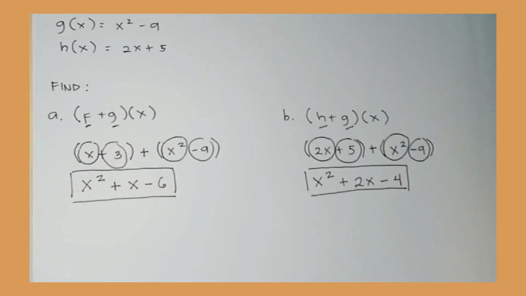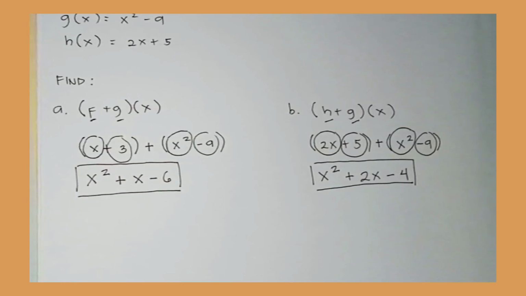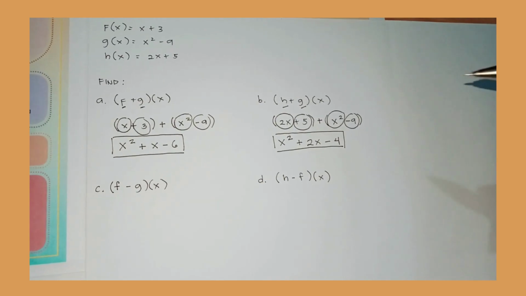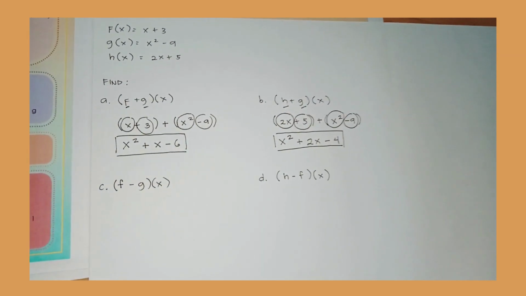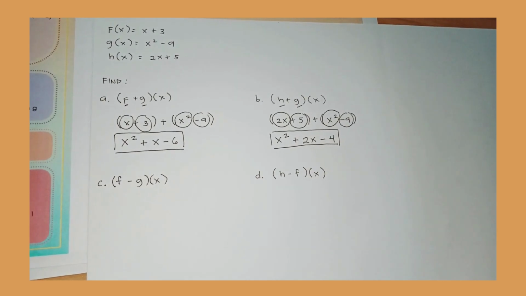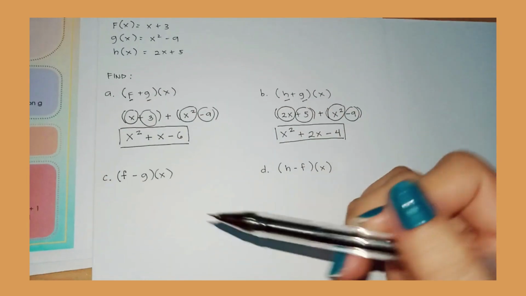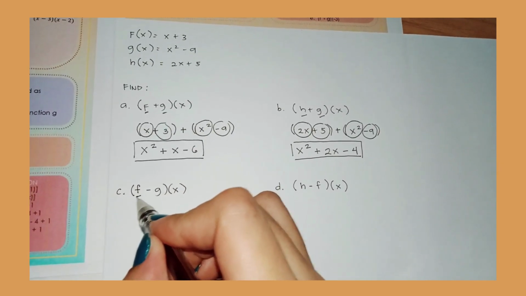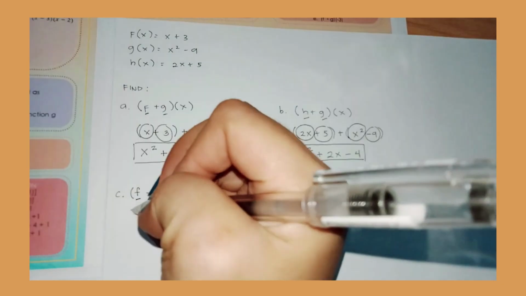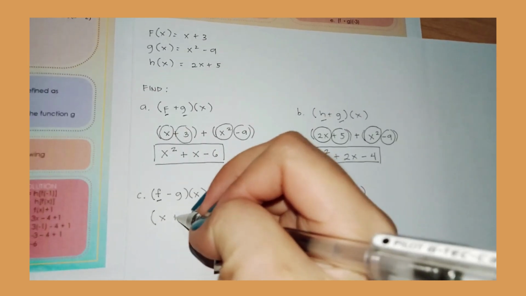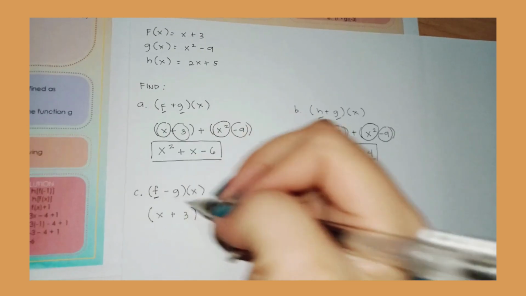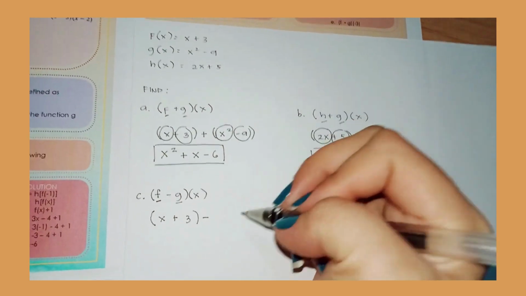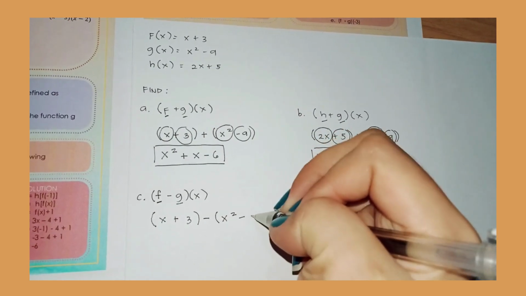These are all about addition of functions. And for example C and D, these are all about subtraction of functions. So, paano naman magsasubtract ng functions? Same yung ating given. Let's try example letter C, f minus g of x. Consider natin yung function f. Function f is x plus 3. Copy the operation, subtraction, and then g. G is x squared minus 9.